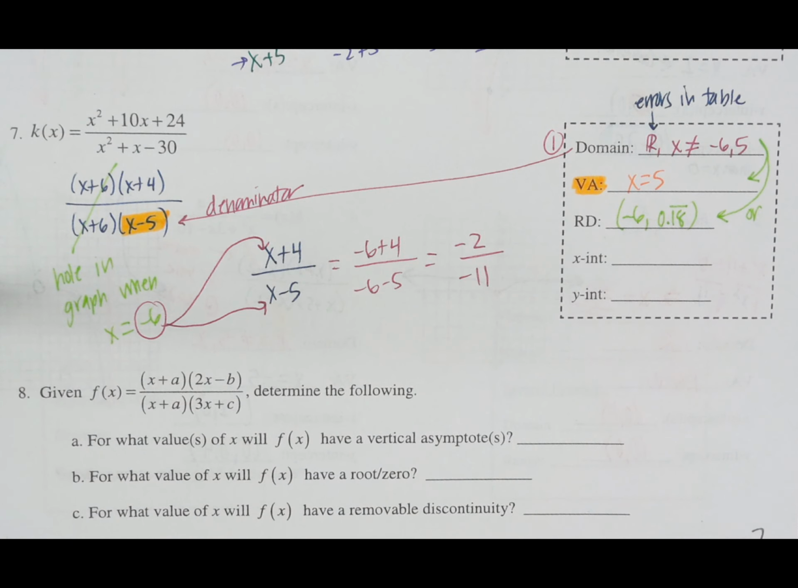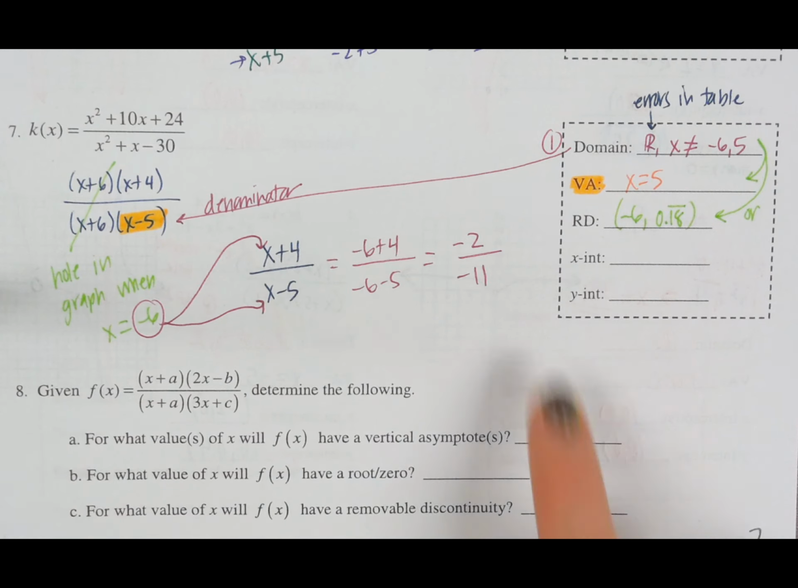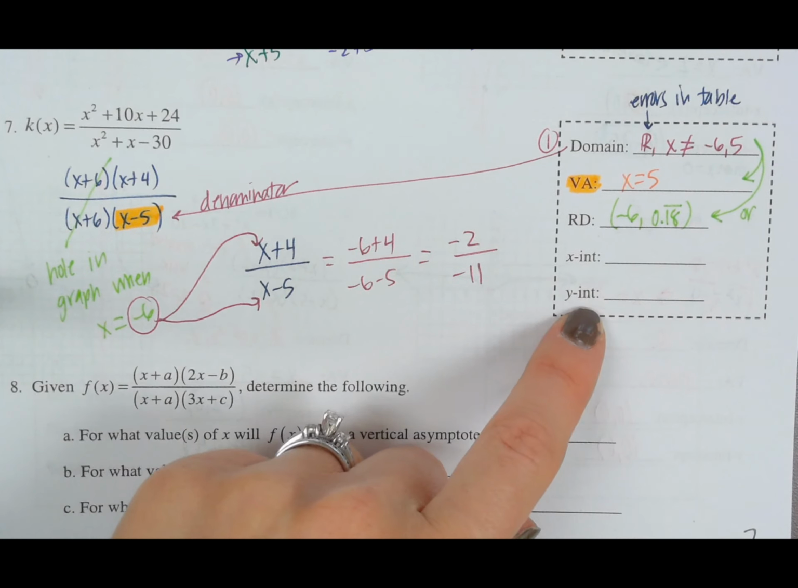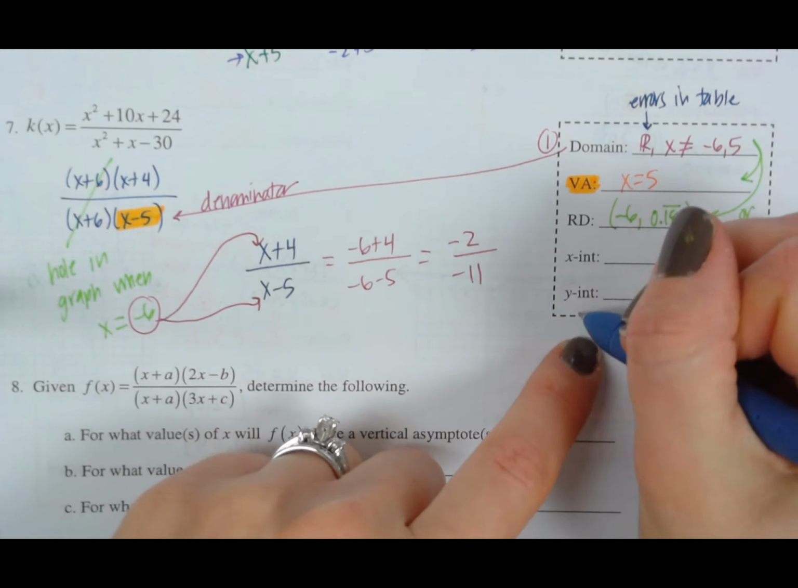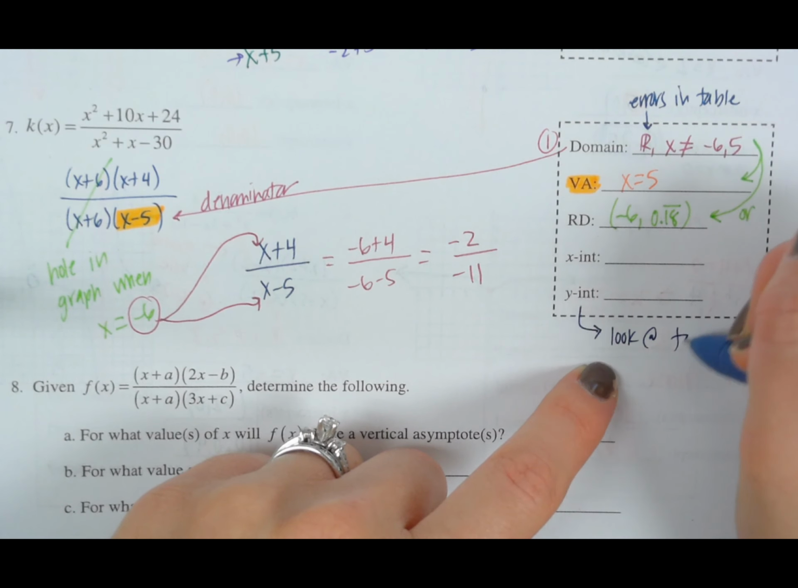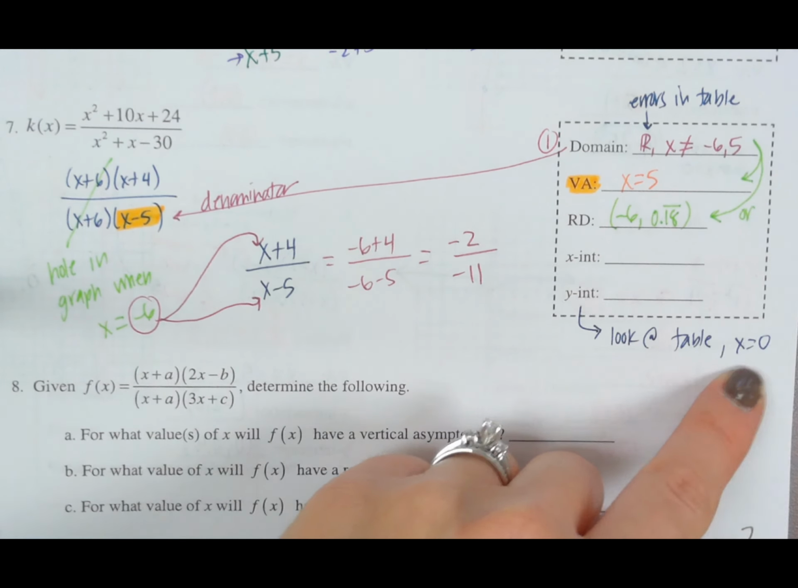Okay, so these last 2 that are on here. I want to remind you that both of these you can use your calculator for entirely. But I want to remind you that you can also use this equation. But let's do the calculator part first. So if I'm going to find the y-intercept, you're going to look at your table, and it's wherever x equals 0.